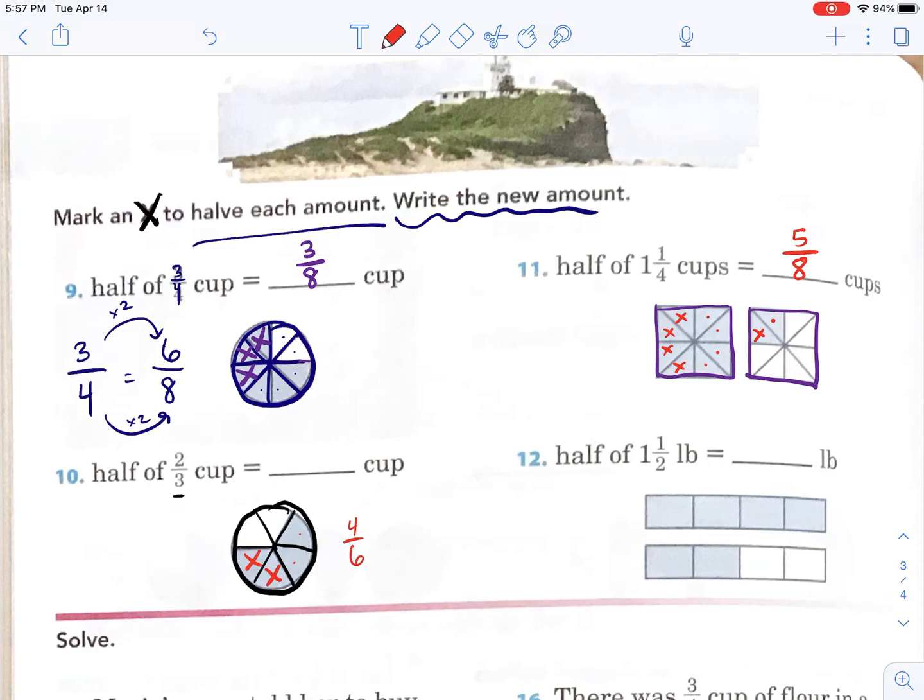What do we have left? 1, 2 out of, what's our total? 2 out of 6 in the denominator, 2/6.